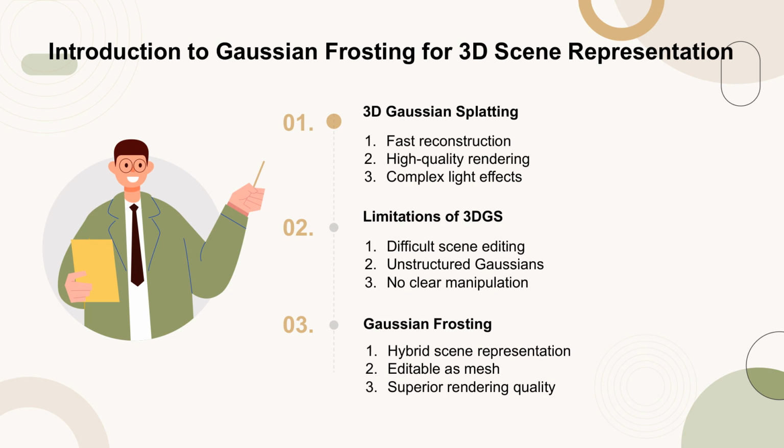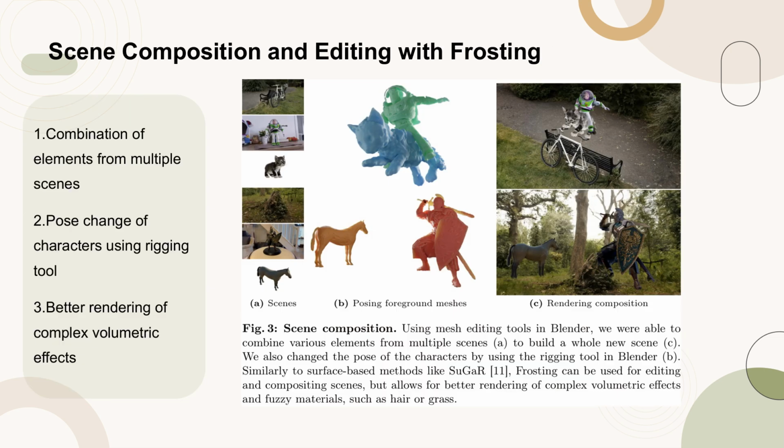The paper introduces Gaussian frosting, a novel approach to 3D scene representation. It builds on the strengths of 3D Gaussian splatting, 3DGS, which enables fast and high-quality rendering with complex light effects. However, 3DGS has limitations in scene editing due to its unstructured and disconnected Gaussians. Gaussian frosting addresses these limitations by providing a hybrid representation that is editable as a mesh while maintaining or even improving rendering quality.